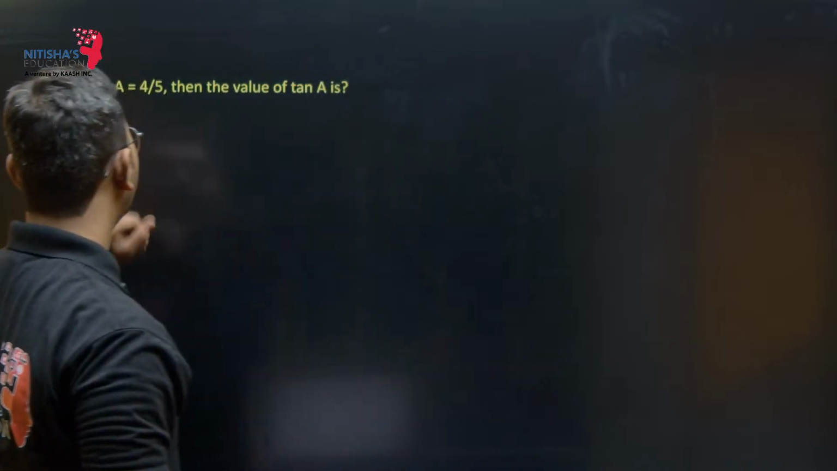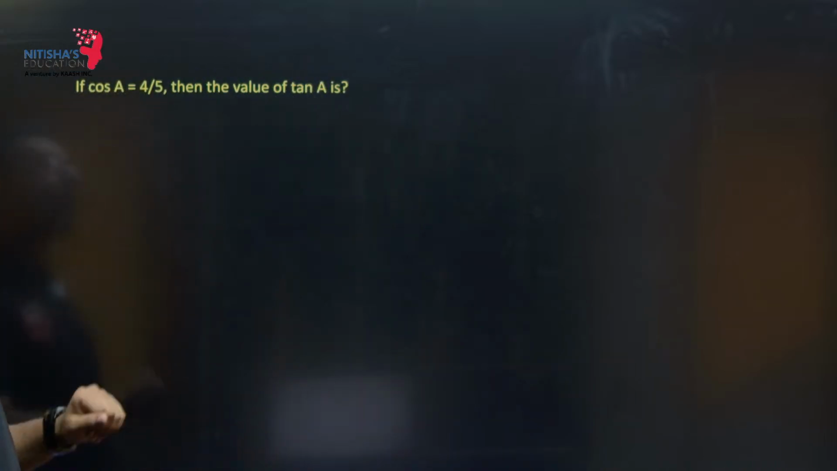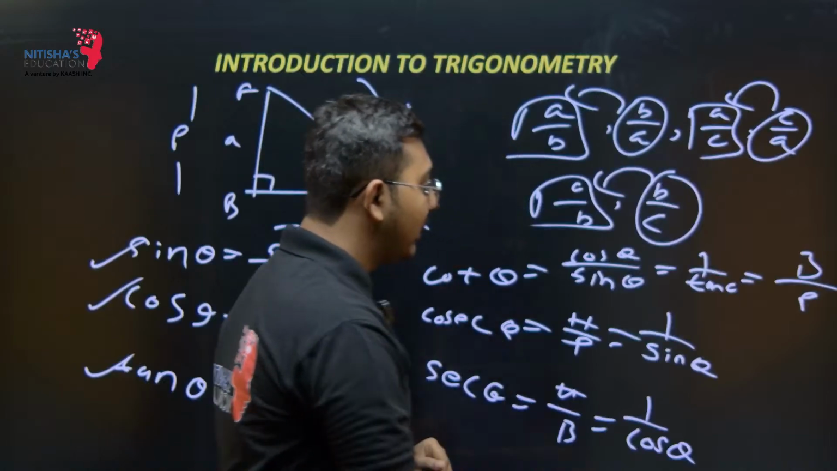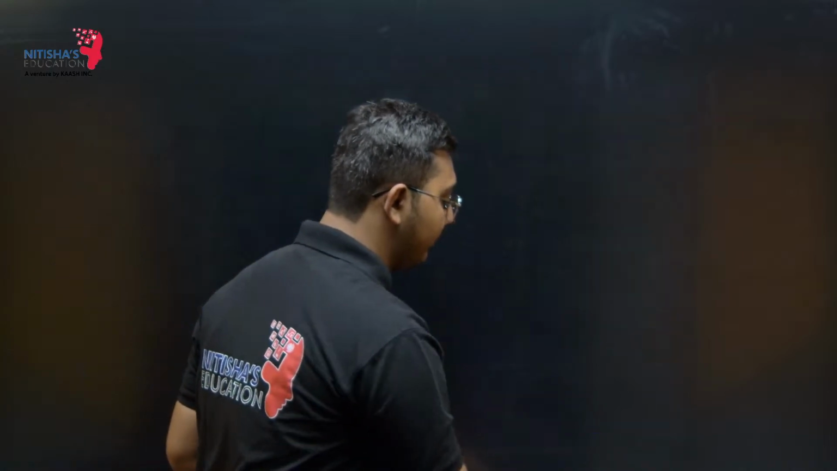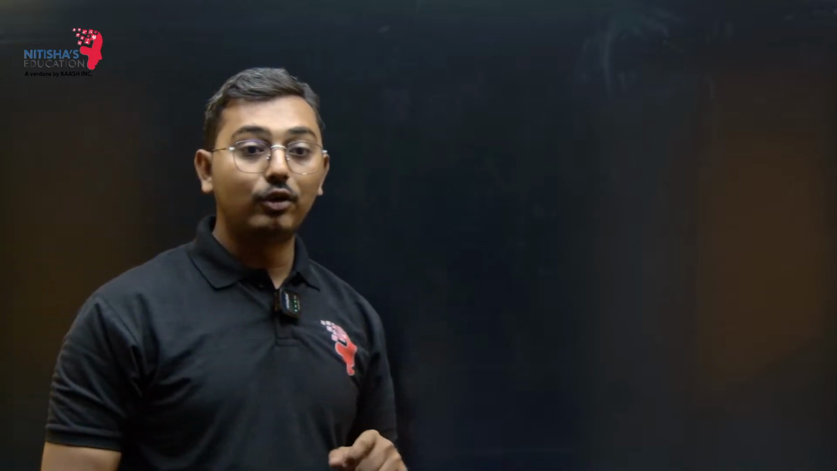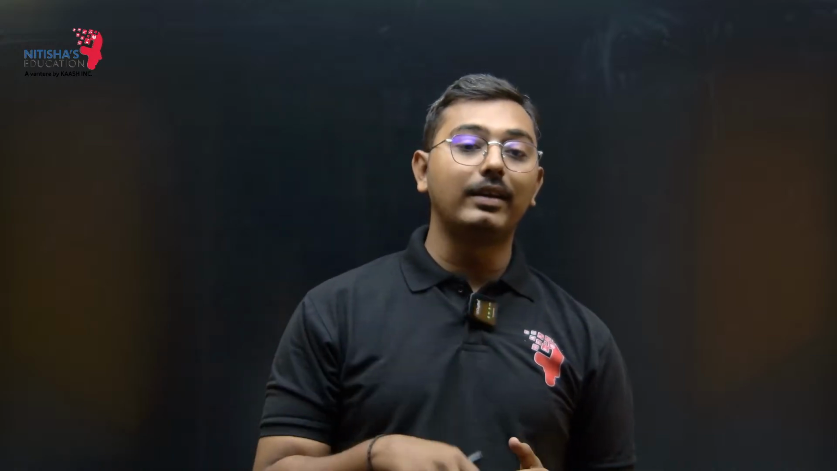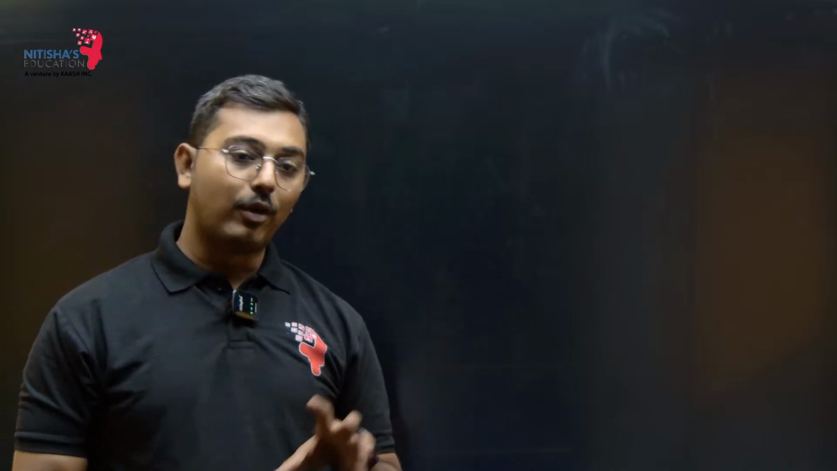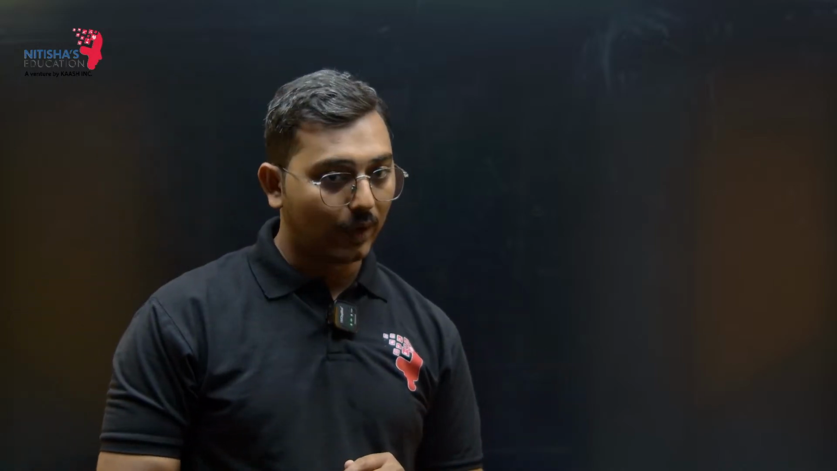Next one. If cos A is equal to 4 by A, then the value of tan. Oh yes. The other thing which is important in trigonometry is the trigonometric table, how to remember the values of trigonometric ratios with the help of some angles. The angles will be 0, 30, 60, 45 and 90. These are the five angles that will be provided to you. From these five angles only you have to solve these questions. So bear with me.